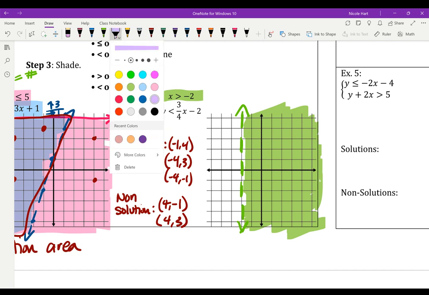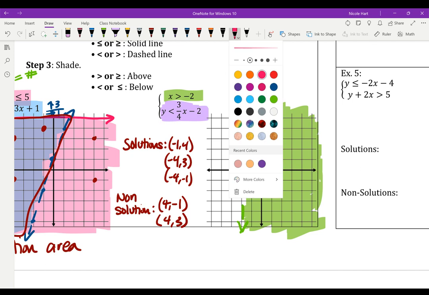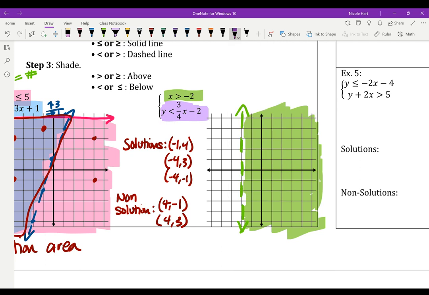The second one, we have y is less than 3/4x minus 2. So we're going to have another dashed line. And we have a y-intercept of -2, 1, 2, and a slope of 3/4. That means I'm going to go up 3 and to the right 4. So up 3, 1, 2, 3, to the right 4, 1, 2, 3, 4, which is going to take me off the graph. And so I'm going to do the opposite, which is down 3, 1, 2, 3, and to the left 4, 1, 2, 3, 4. And this is also going to be a dashed line.